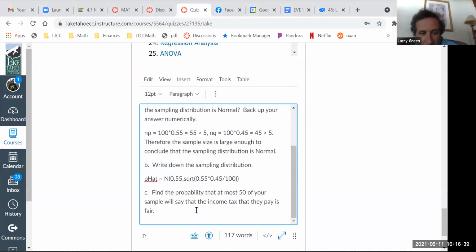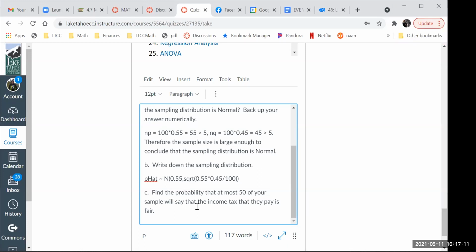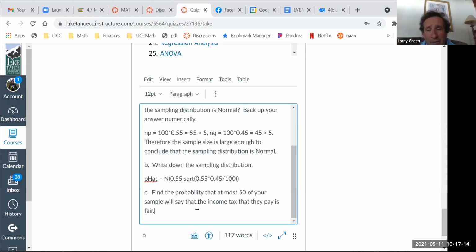Okay, now we go to part C. Find the probability that at most 50 of your sample will say that the income tax that they pay is fair. Okay. By the way, if 50 people say that it's fair, what percent said it was fair? It's very easy. That's a hint. If 50 people said it was fair, and you asked 100 people, what percent said it was fair? 100%. 50 people said it was fair, and from the 100 that you asked, that wouldn't be everyone. That's only 50 of them.